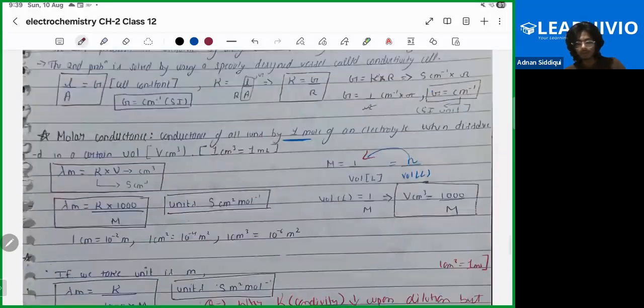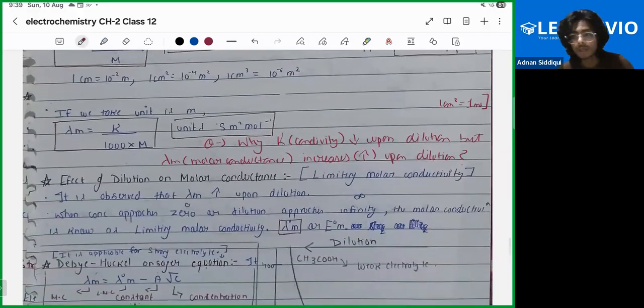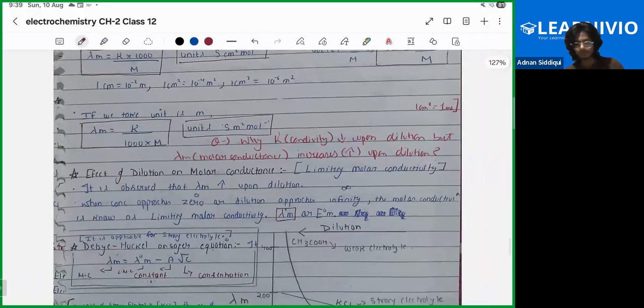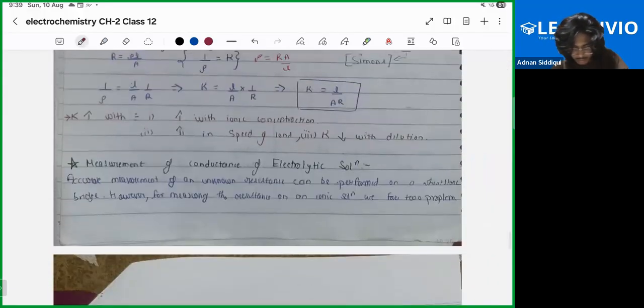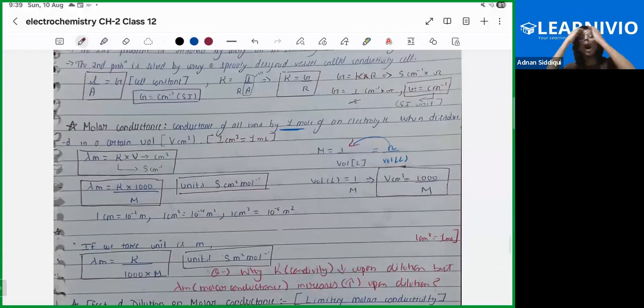Now, I gave you a question in the last class: why does conductivity decrease upon dilution, but molar conductivity increases upon dilution? Sir, because conductivity depends on the number of ions, and molar conductance does not depend.